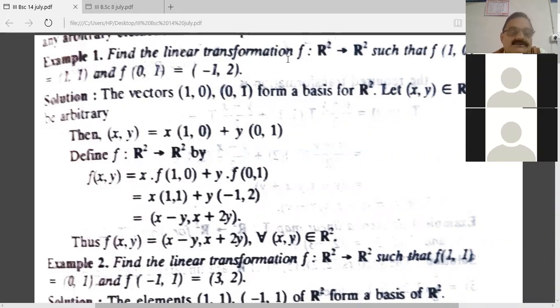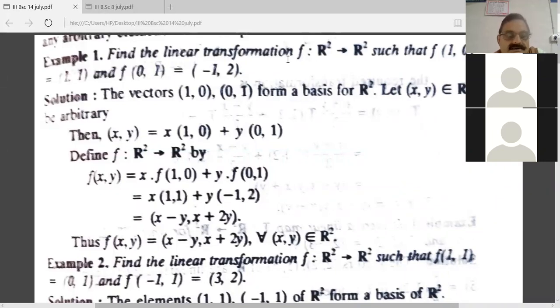So the vectors 1 0 and 0 1, that forms the basis of R2. Remember, they are the standard basis vectors like E1 and E2. What is E1? That is 1 comma 0 and E2 is 0 comma 1. Remember, they are the standard basis of two-dimensional vector space V2 of R. So 1 comma 0 and 0 comma 1, that forms the basis of R2.